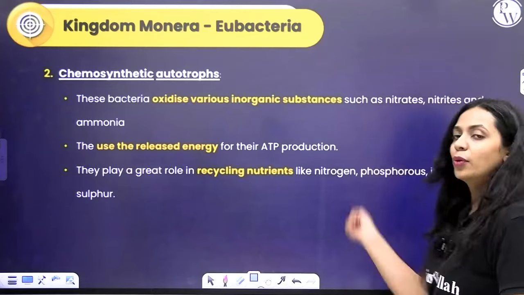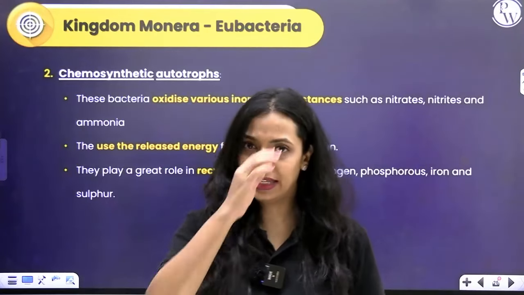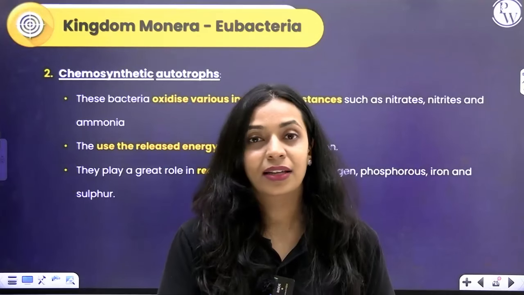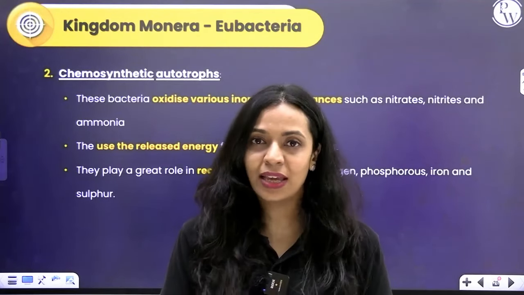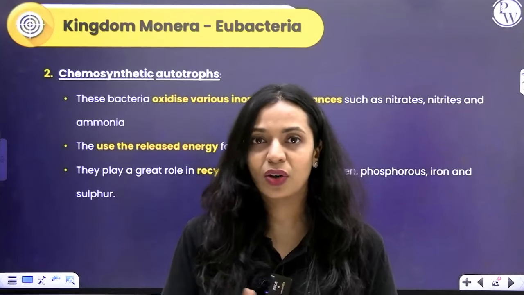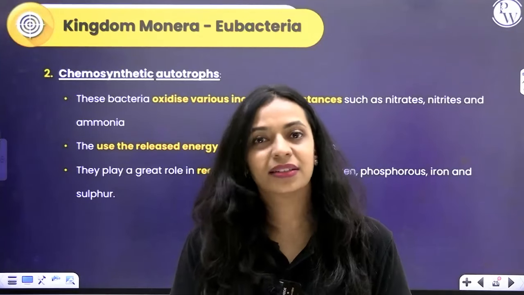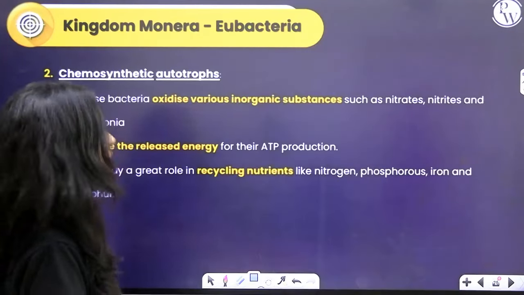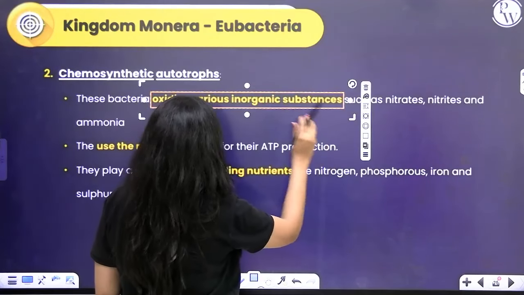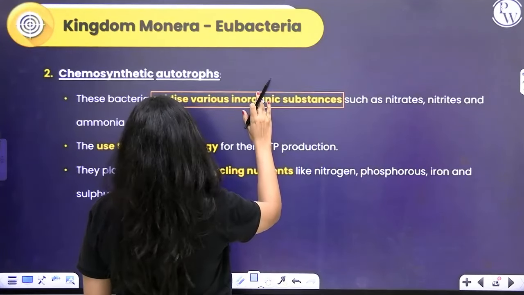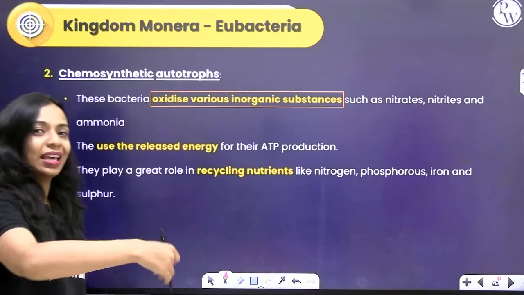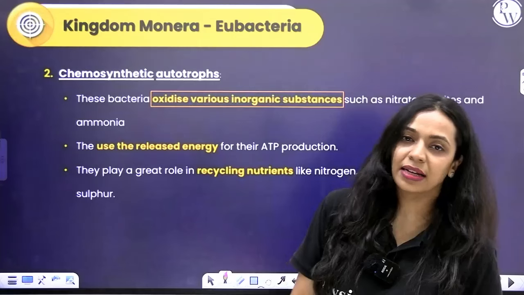Now, that was about photosynthetic bacteria. Now let's talk about chemoautotrophic bacteria. They are autotrophic, capable of taking care of their energy demands by themselves by not depending on other organisms. How do they do it? They do it by oxidizing certain chemicals. They oxidize various inorganic substances such as nitrates, nitrites, ammonia and all of that. And whatever energy is released during this oxidation, they will use that energy to synthesize ATP.